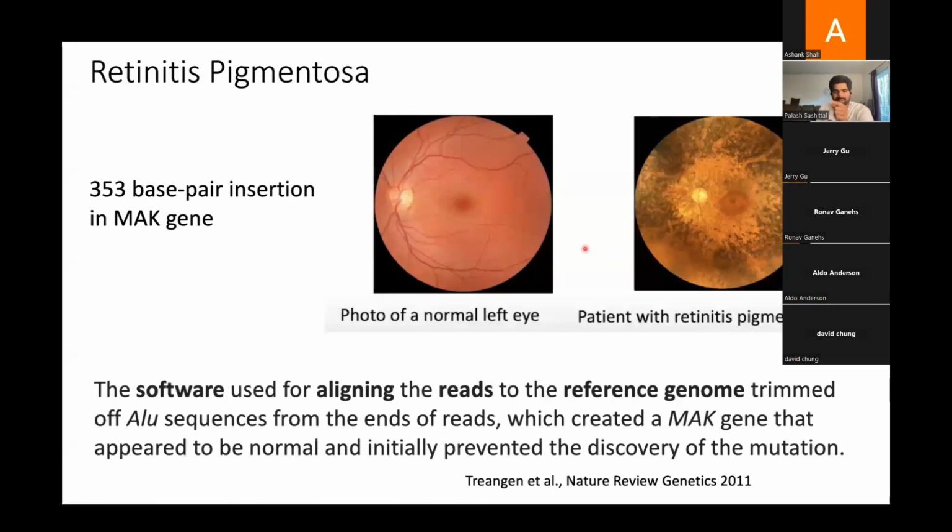And it turns out that this particular disease happens because of a very, very tiny insertion, an insertion of only 353 base pairs. Okay, so just again, you have a 3 billion base pair long genome, but just because of an insertion of 353 base pairs, you can get this disease called retinitis pigmentosa.